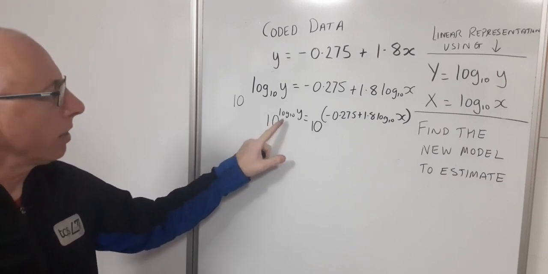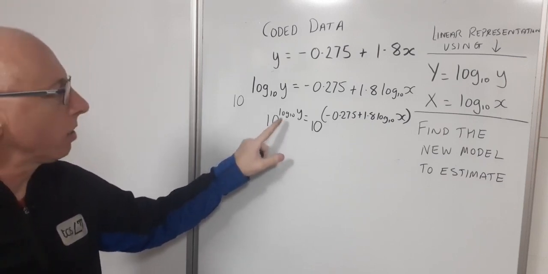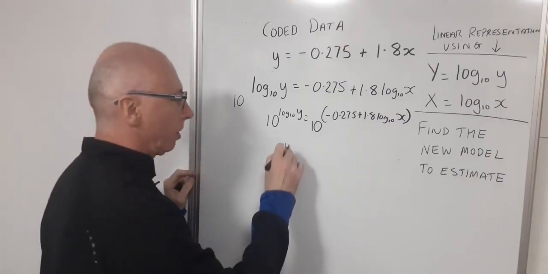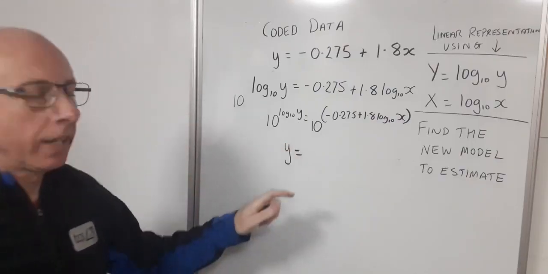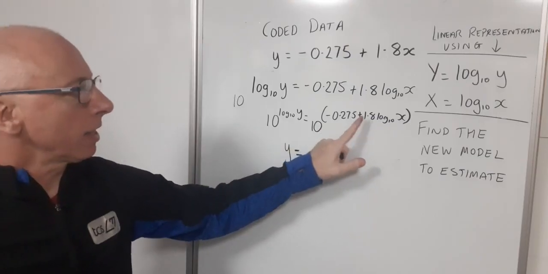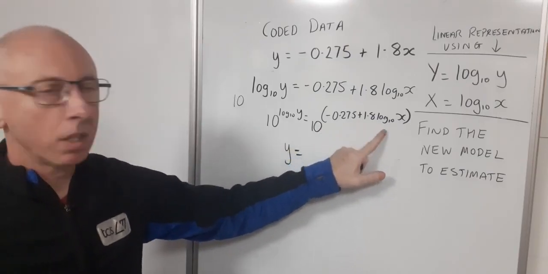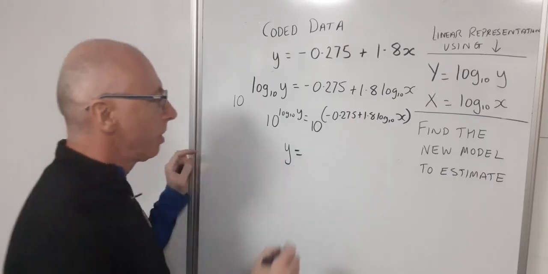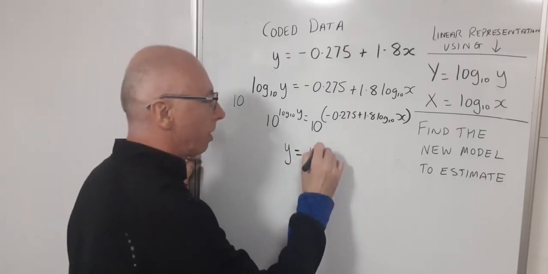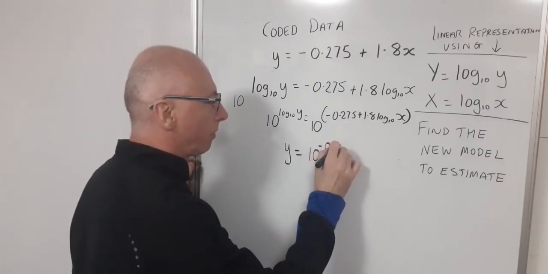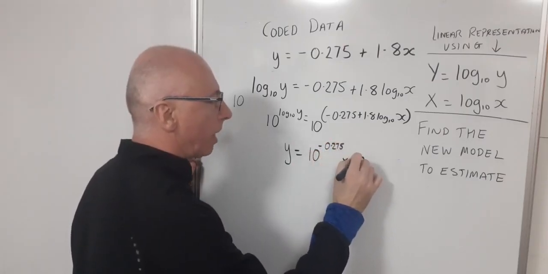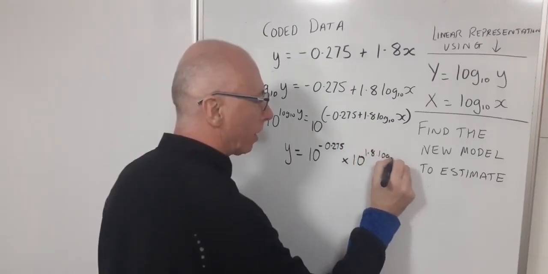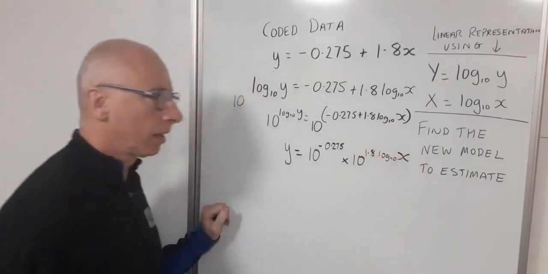And as we've got 10 to the log base 10, these two will cancel out and I'll just be left with y. So that would take care of that. And this one here, using the laws of indices, as it's added, I can just multiply these two together, base 10. So this side and this side. So that will look something like this. Minus 0.275 times 10 and then 1.8 log base 10 of x.